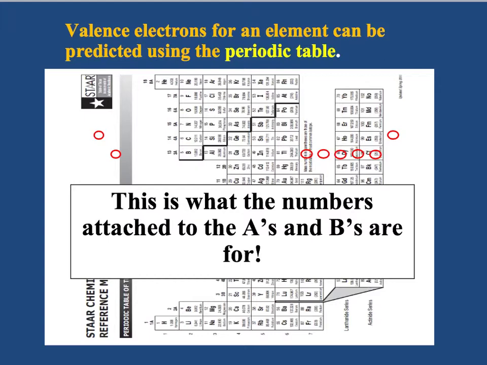So I know this image looks weird, like the periodic table's all flipped around, but don't even worry about that. We'll do that together in class. What I want you to pay attention to is this sentence that's written above, where it says valence electrons for an element can be predicted using the periodic table. So under valence electrons, go ahead and write that they can be, that valence electrons for an element can be predicted using the periodic table. So you can use the table to figure out how many electrons are in that last ring or shell of that element.